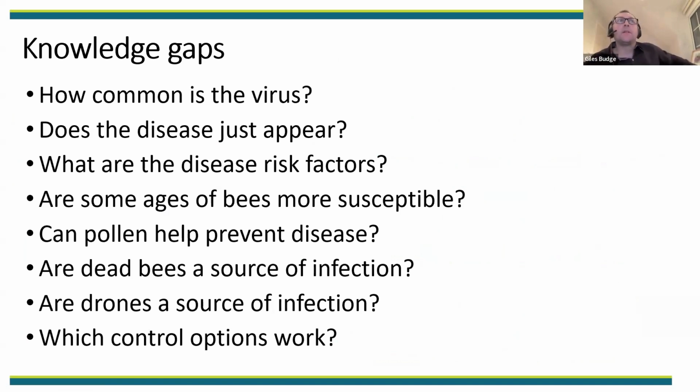Does it really happen? What are the disease risk factors? What are the things that might be going on which might be increasing the risk to our bees? Are some ages of bees more susceptible to perhaps oral infection with chronic bee paralysis virus? Can pollen help prevent disease? Are dead bees a source of infection? Are drones a source of infection? And which control options work? And I'm going to try and get through some of those things now. Okay.